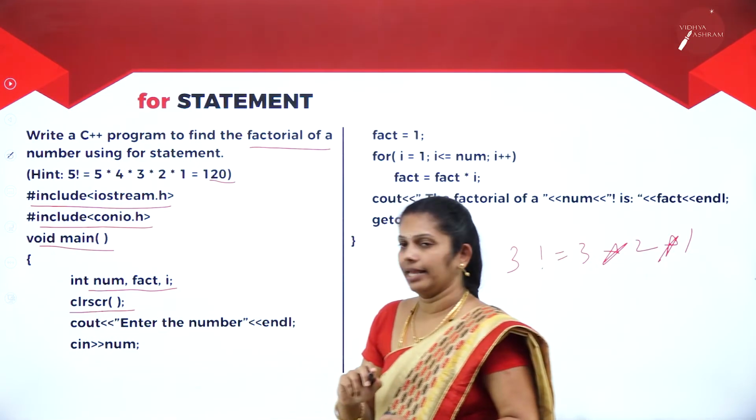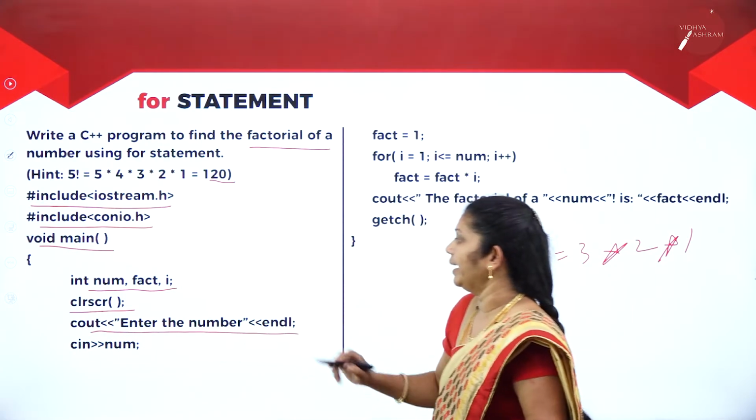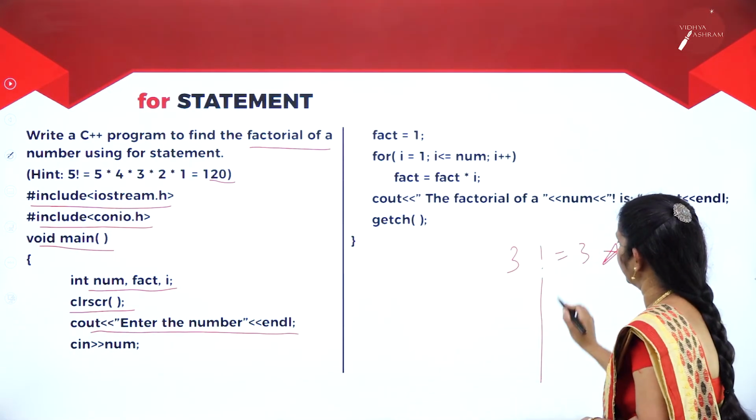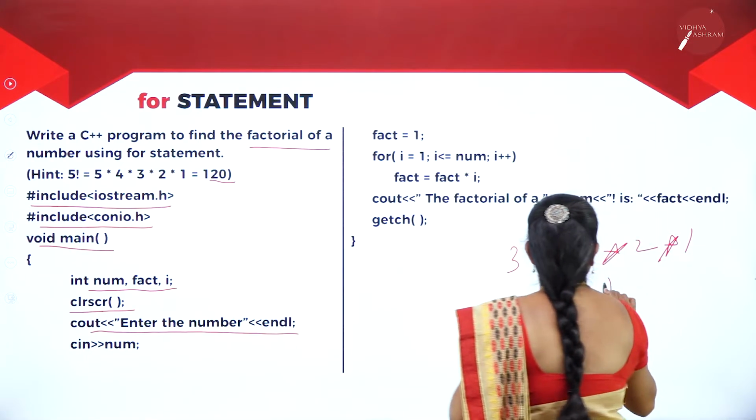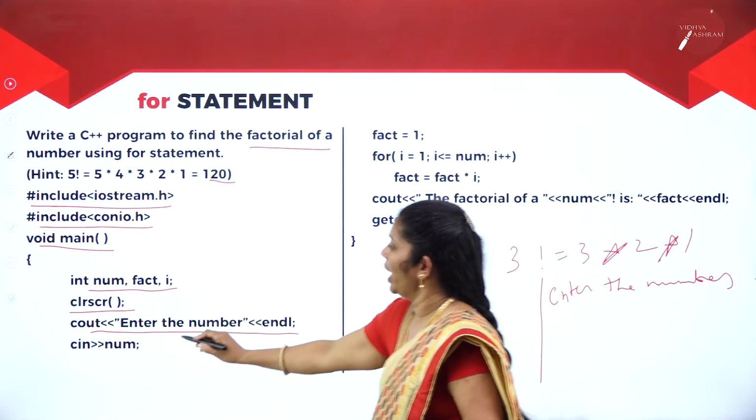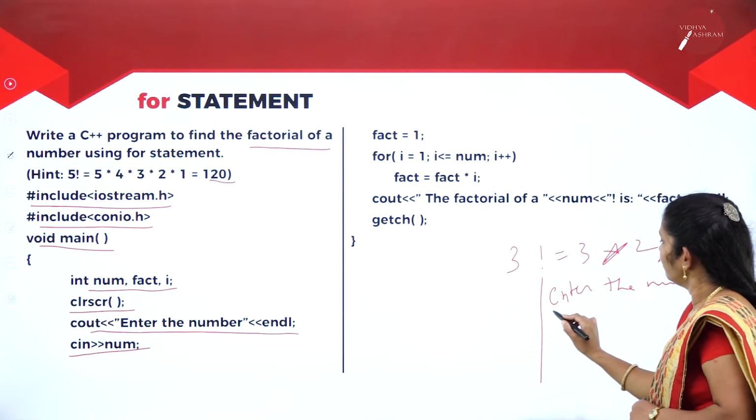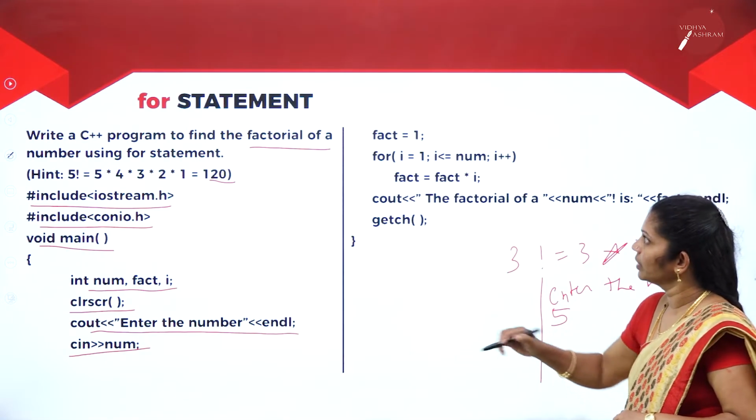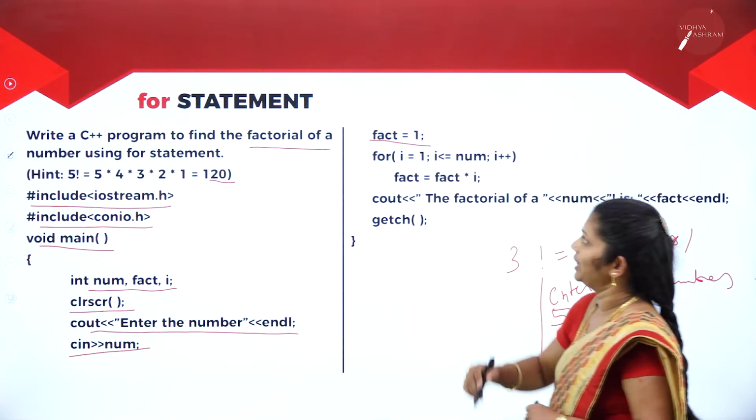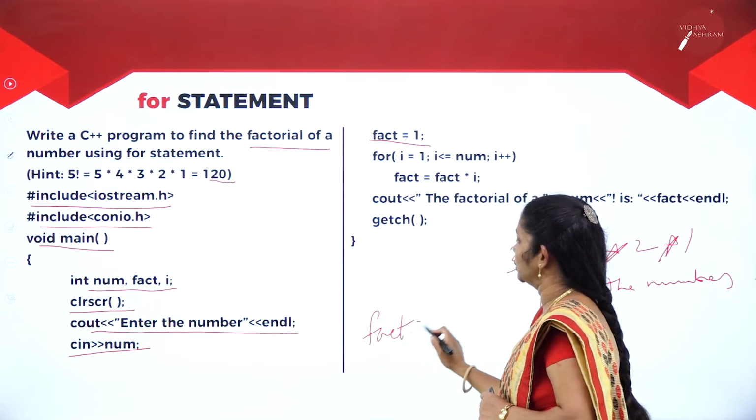Then next, we are taking clrscr. Then in the output screen, we want to display "enter the number". Afterwards, we have to input that number, using cin and the extraction operator with num. For example, here I will enter 5. Then first here we initialize fact equals 1, and the first time it will take fact equals 1.